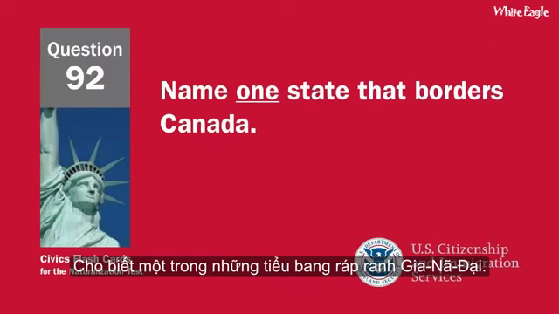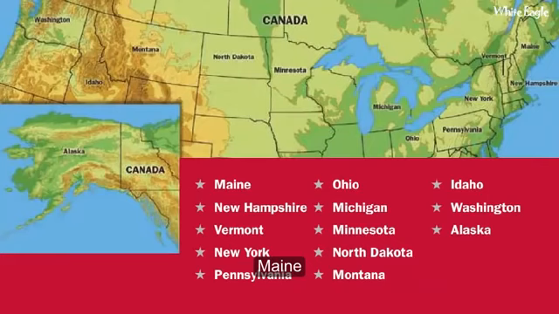Name one state that borders Canada. Maine, New Hampshire, Vermont, New York, Pennsylvania, Ohio, Michigan, Minnesota, North Dakota, Montana, Idaho, Washington, Alaska.